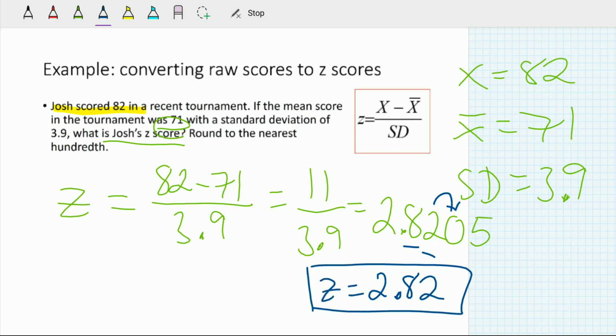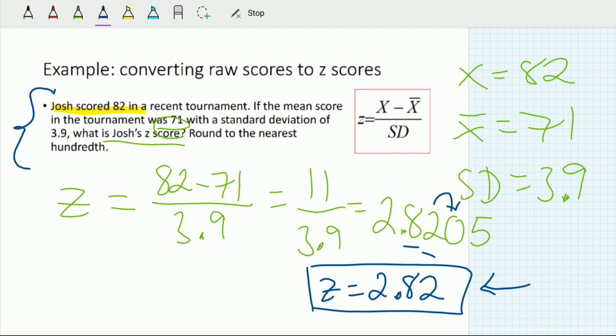And now this is why it becomes so useful, right? If all you have is this paragraph, you're like, all right, cool, he obviously scored higher than the average. But now you're saying, hey, his z-score is 2.82. That means he significantly scored above the average, because the number is just so big.